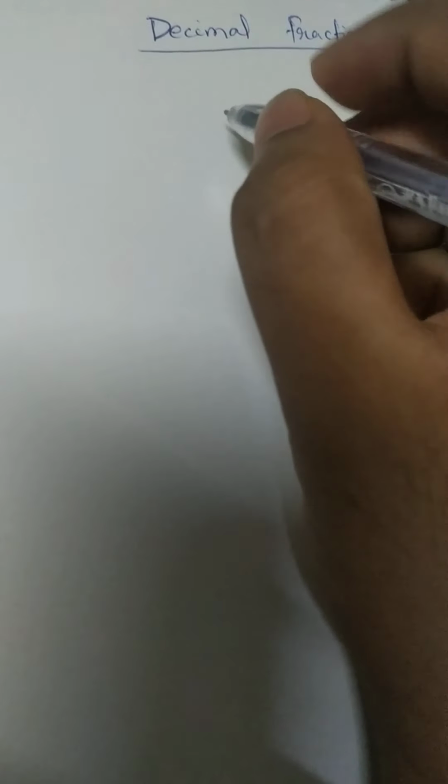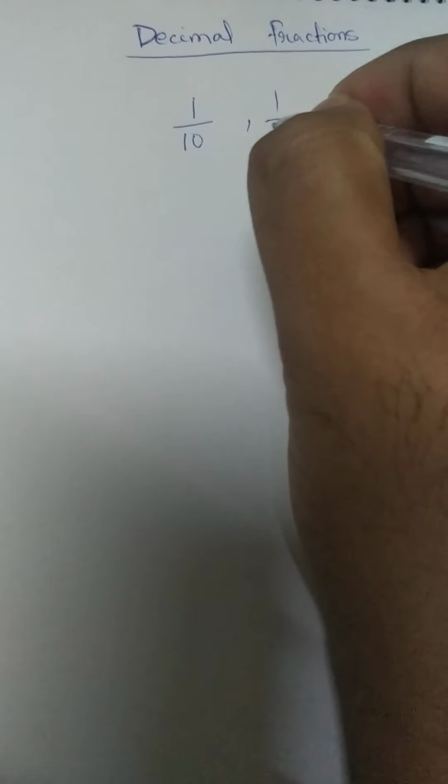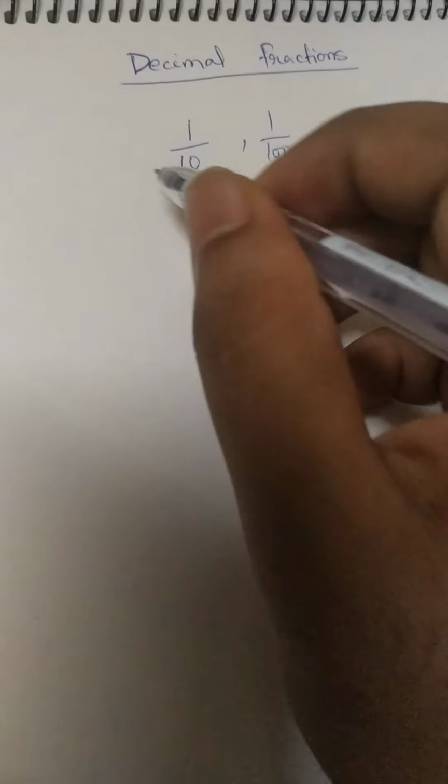Okay, so now what do we understand by the word decimal? What is a decimal fraction over here? Let's say, for example, we already know fractions. Suppose 1 by 10, 1 by 100. So these are all what? Proper fractions, where the numerator is less than the denominator.